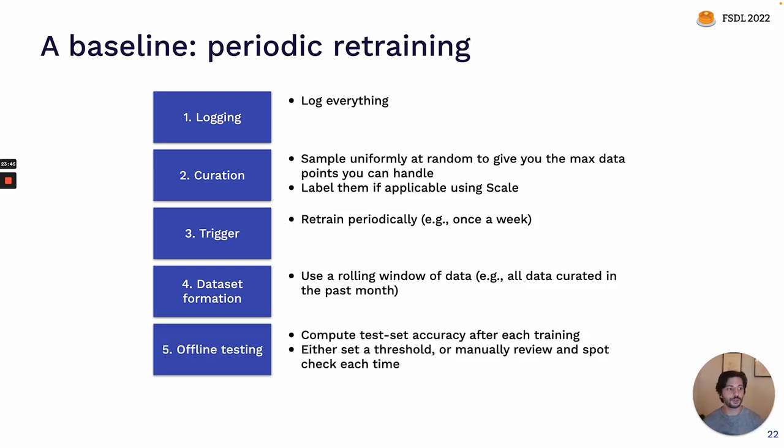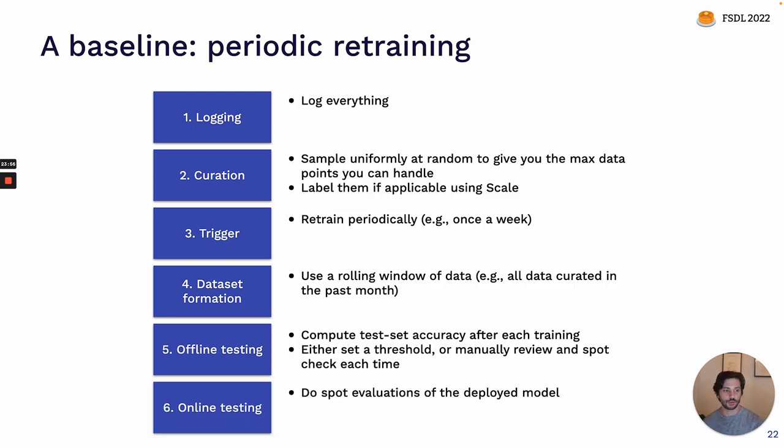And then we will compute the test set accuracy after each training and set a threshold on that, or more likely manually review the results each time and spot check some of the predictions. And then when we deploy the model, we'll do spot evaluations of that deployed model on a few individual predictions just to make sure things look healthy, and we'll move on. This baseline looks something like what most companies do for automated retraining in the real world.